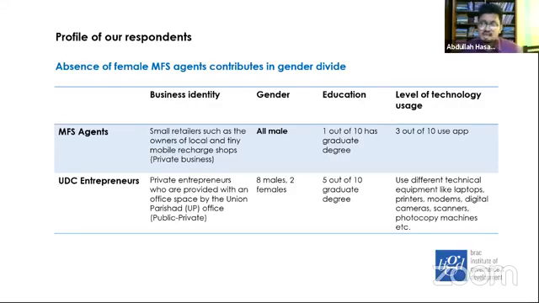On the other hand, there are female UDC entrepreneurs, but their importance lies in different points. As you all know, a typical UDC is usually operated by private entrepreneurs who are provided with an office space by the union provision. They have a more or less satisfactory level of education and are capable of handling different technical equipment. We find that the entrepreneurs in UDC are useful in various ways in the e-governance ecosystem.